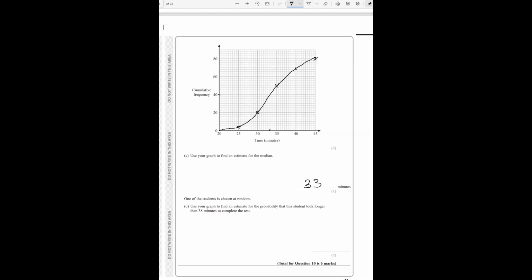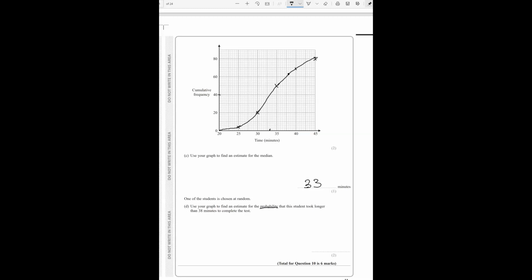Now, use your graph to find an estimate for the probability that this student, don't forget it's probability, took longer than 38 minutes to complete his test. Well, 38 minutes is going to be up there, so about there, which gives us 60, 62, 63, maybe 64.